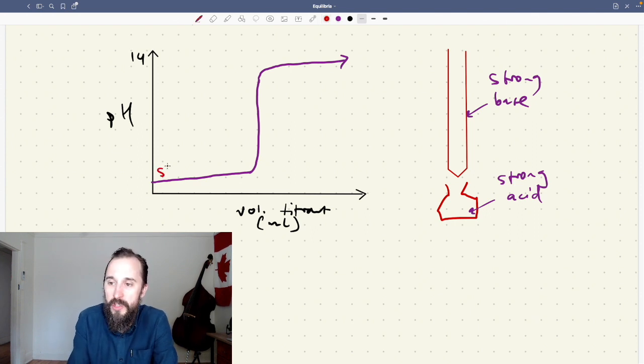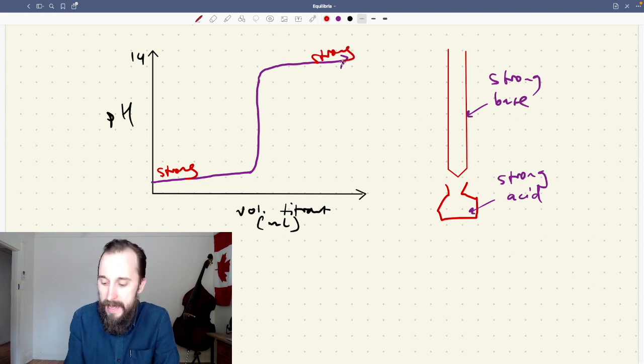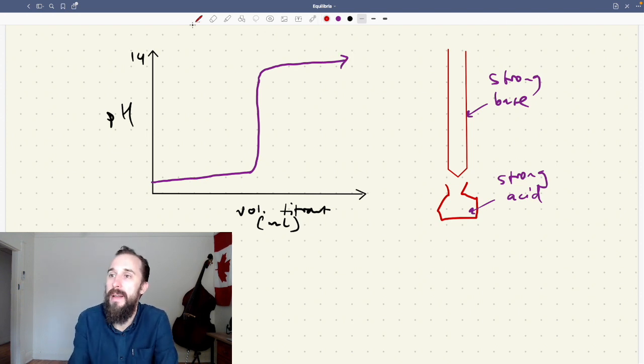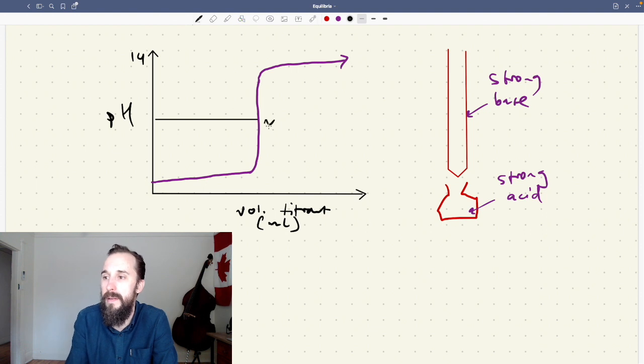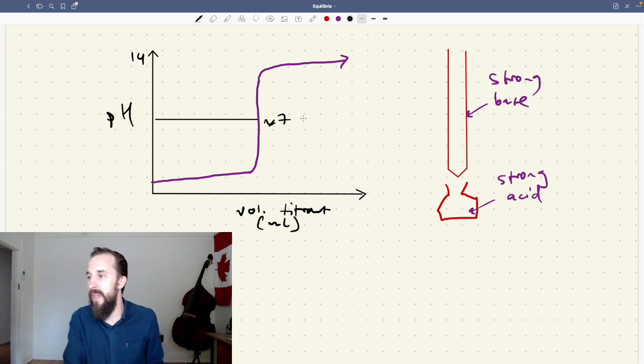We started off in the strongly acidic region down here and we're ending up in the strongly basic region up there. And with a strong acid, strong base combo, we would still expect that to have an equivalence point around 7 there. Fantastic.